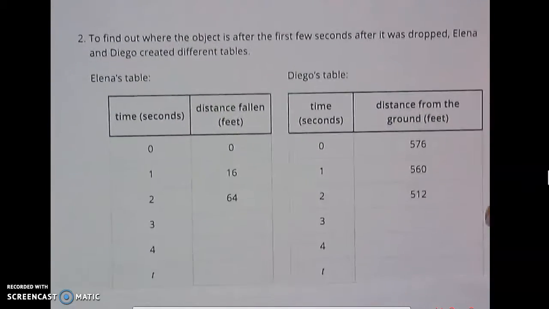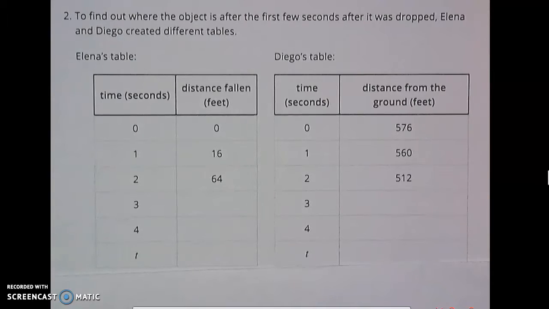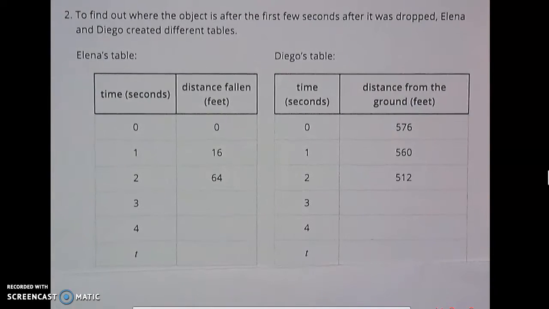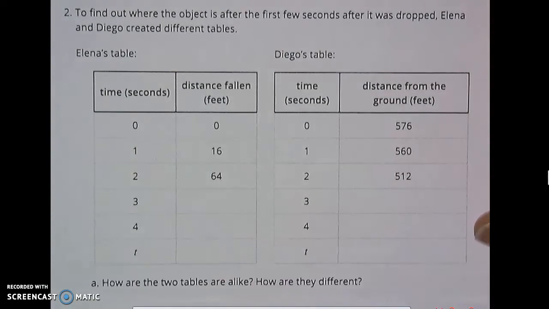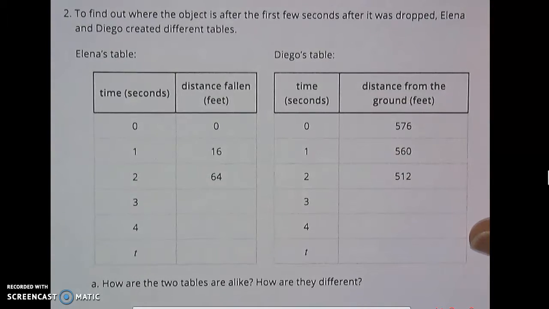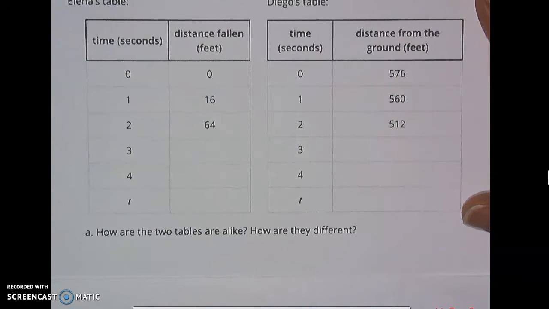All right. Moving on from there, to find out where the object is after the first few seconds after it was dropped, Elena and Diego created different tables. So here are their tables. Okay, we have Elena's table, we have Diego's table. And our question first that we have to figure out before we're looking to fill out the tables more is, how are the two tables alike and how are they different? Okay. So, what do you notice about them?